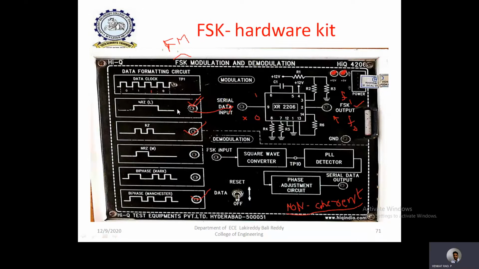So if you want to perform the experiment, first we should know the procedure. For every modulation technique there is a very simple procedure. What is the procedure? First we need to observe the clock signal. For every digital hardware kit there is a clock, so we need to observe it. If you connect this to the CRO probe, you can observe the clock signal which is being generated, and observe the frequency and time period of the clock.